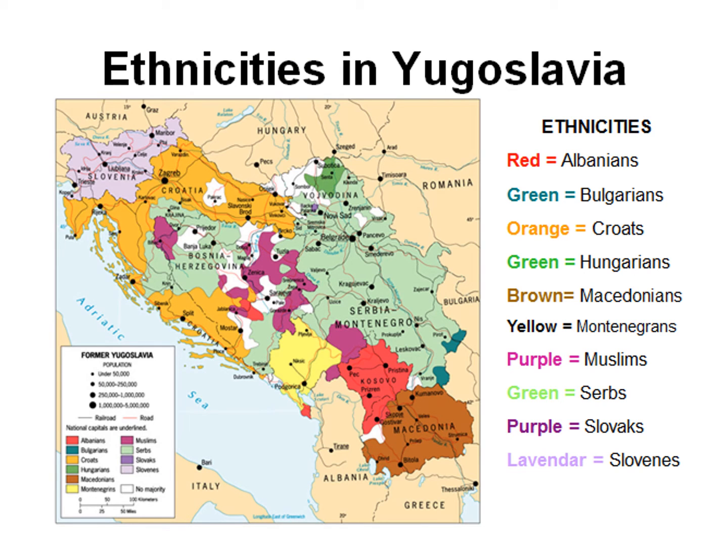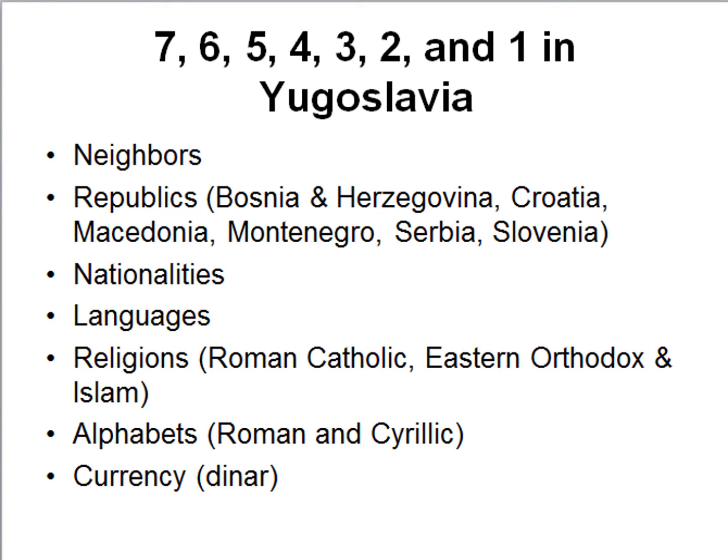There are many ethnicities in Yugoslavia: Albanians, Bulgarians, Croats, Hungarians, Macedonians, Montenegrins, Muslims, Serbs, Slovaks, and Slovenes. So, neighbors. There are many, many reasons. We have neighbors, republics: Bosnia and Herzegovina, Croatia, Macedonia, Montenegro, Serbia, Slovenia. Nationalities, languages, religions. We have Roman Catholic, Eastern Orthodox, and Islam. We also have different alphabets, and the currency is dinar.